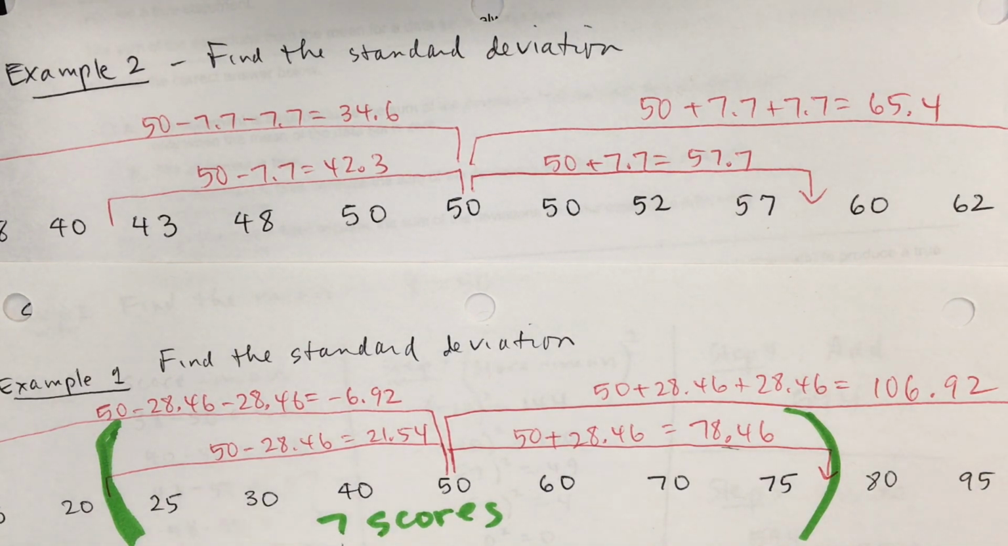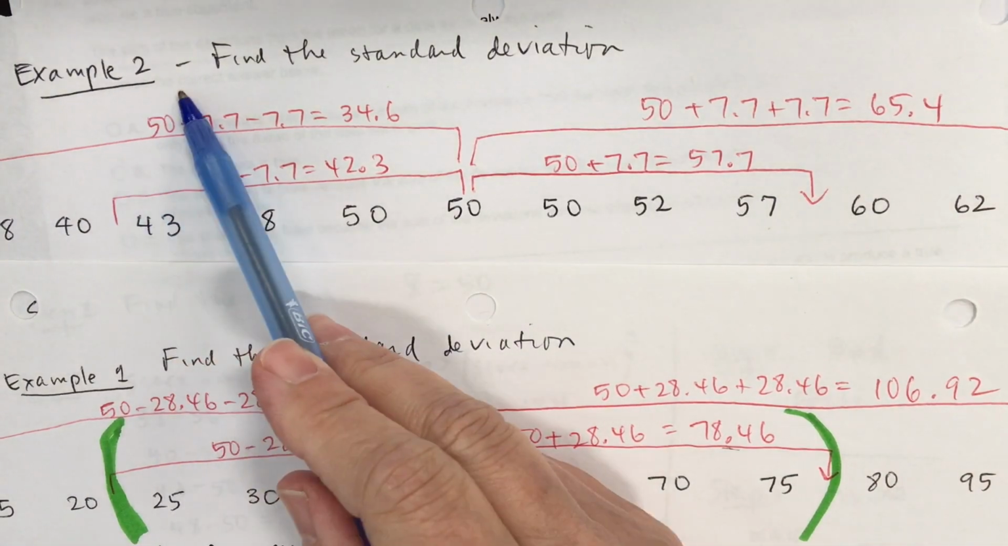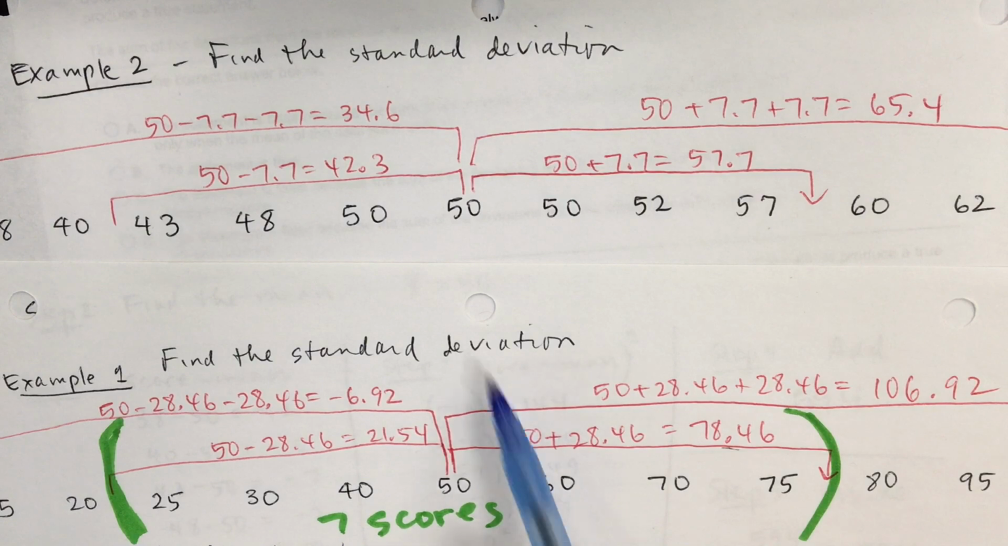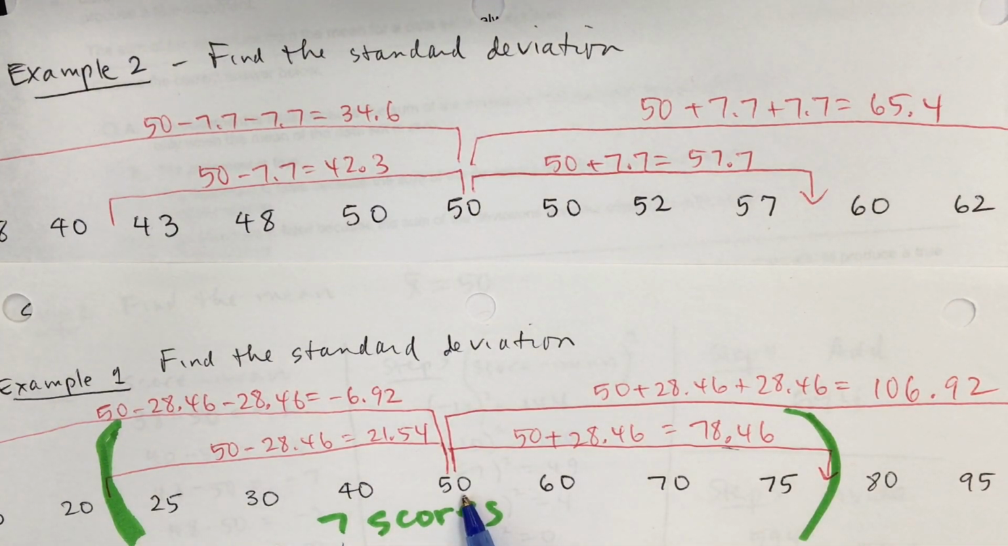In both of these data sets, example 1 and example 2, the mean score is 50. The score right in the middle. From 50, I moved out with more data items to where it was a perfectly symmetrical data set.